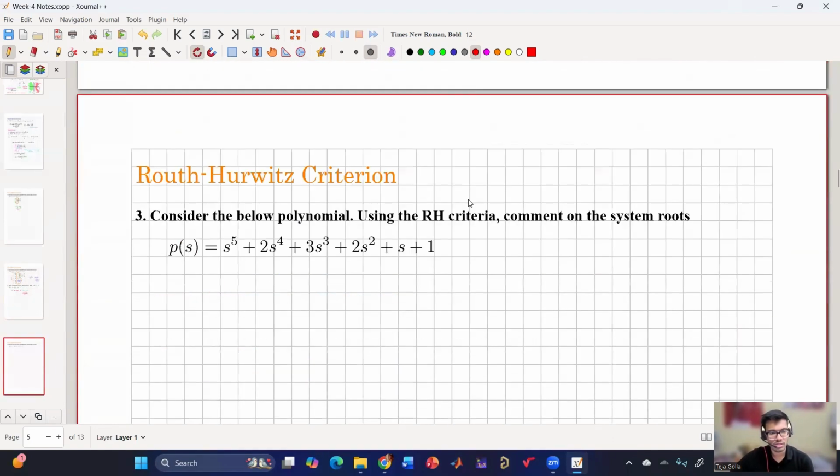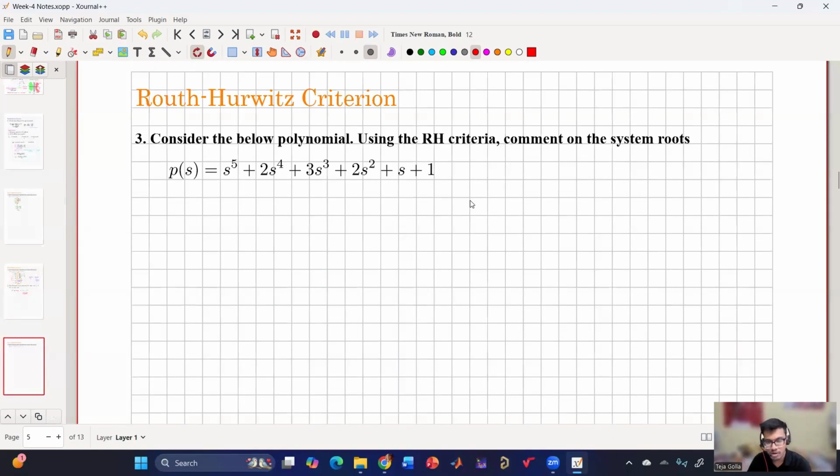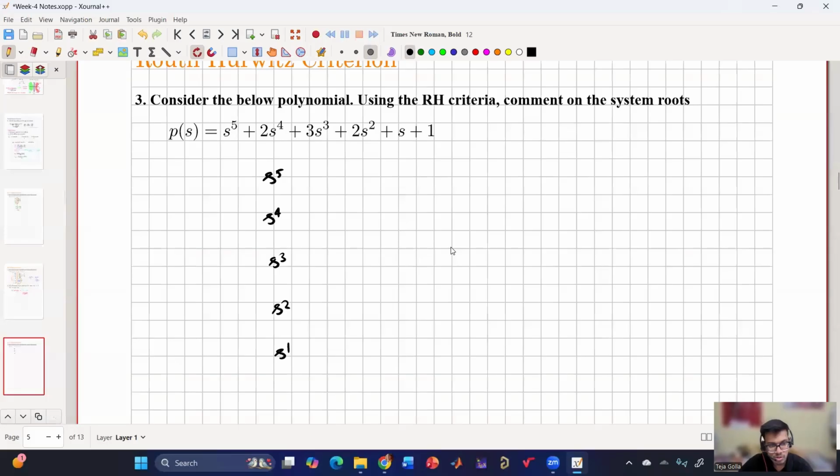So let us solve this problem again. So we'll start from s to the power 5 and then s to the power 4, s to the power 3, s to the power 2, s to the power 1, then s to the power 0. So what will be the elements in the first row? 1, 3, 1. Very good. In the second row? 2, 2, 1. Very good.